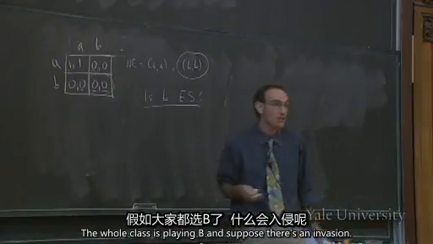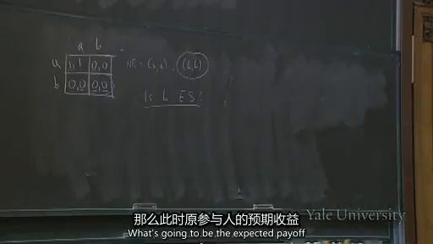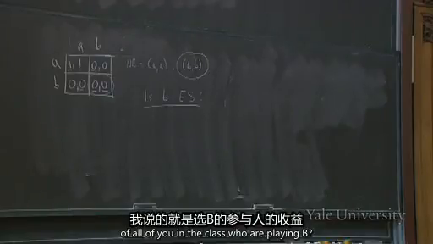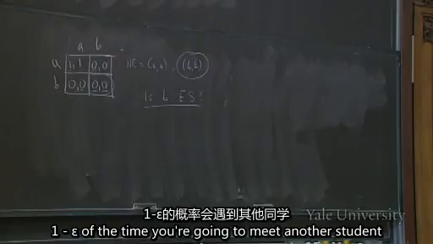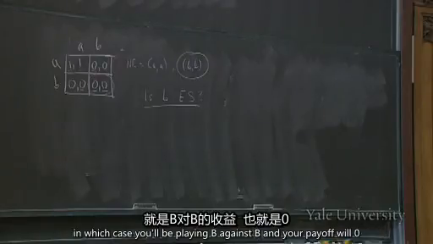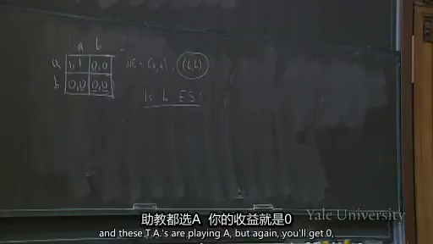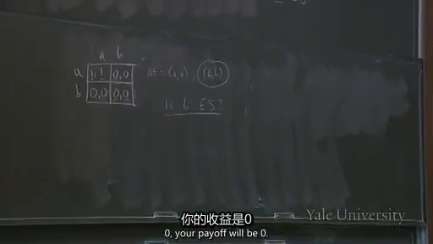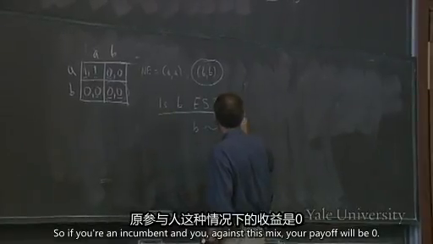And suppose there's an invasion. What could the invasion be? The invasion better be an invasion of A's. What's going to be the average payoff of the incumbents, all of you in the class who are playing B? Without doing it too laboriously, 1 minus epsilon of the time you're going to meet another student, playing B against B, and your payoff will be 0. And epsilon of the time you're going to meet a TA, who is playing A, but again you'll get 0. So your average payoff will be 0.